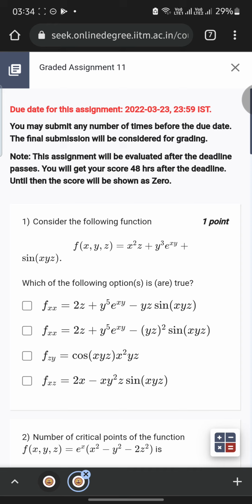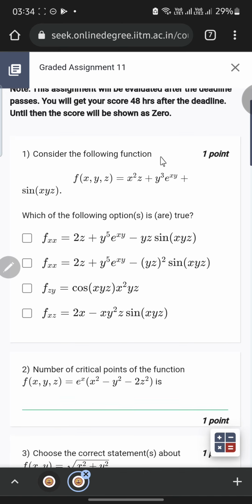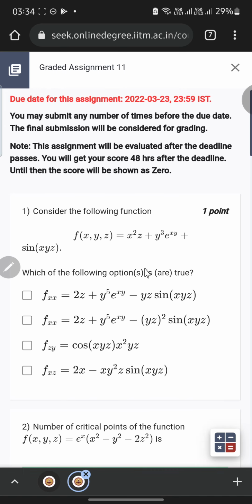This is the Mathematics 2 week 11 graded assignment. Our first question: consider the function f of x, y, z equals x squared z plus y cubed e to the power xy plus sine xyz. We need to check which of the following options is true. Let us start with the first one.